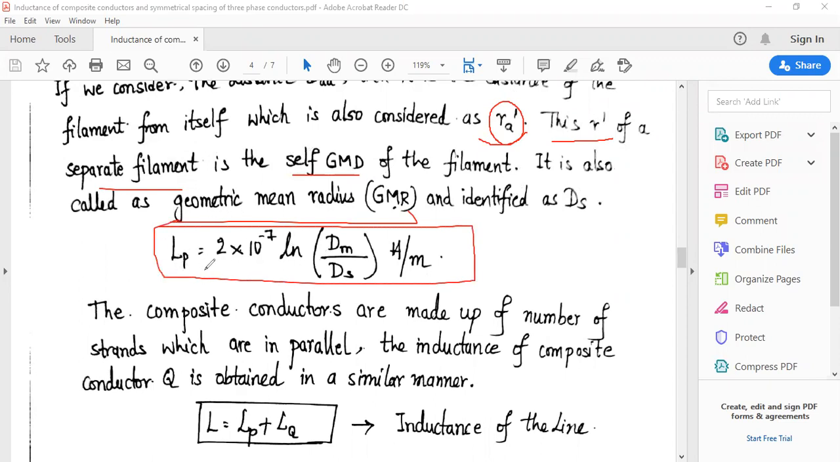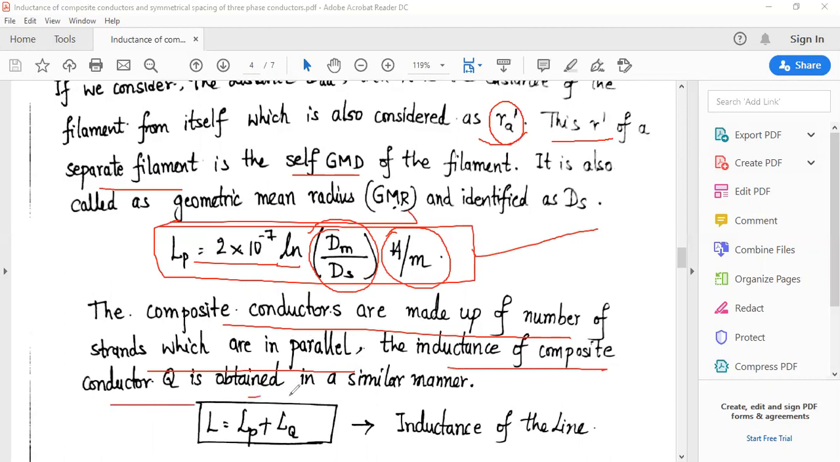So LP is 2 into 10 power minus 7 ln of DM by DS. This is the final expression, in Henry per meter. This composite conductor has many parallel strands. The inductance of composite conductor Q can also be obtained in the same fashion.